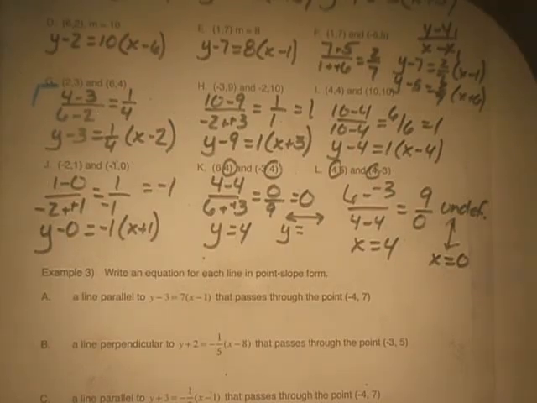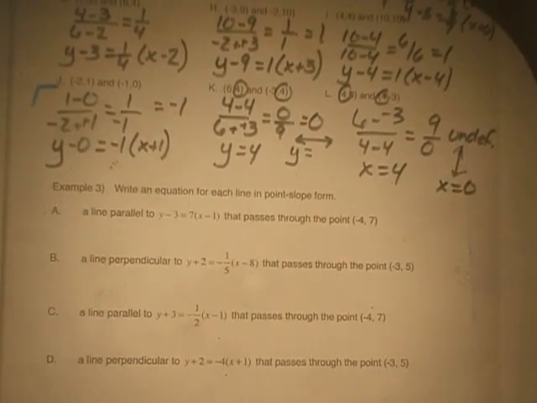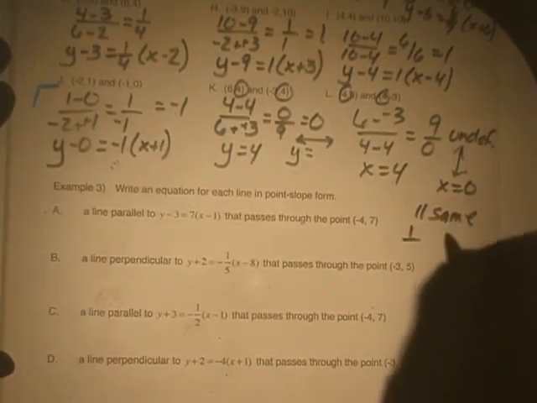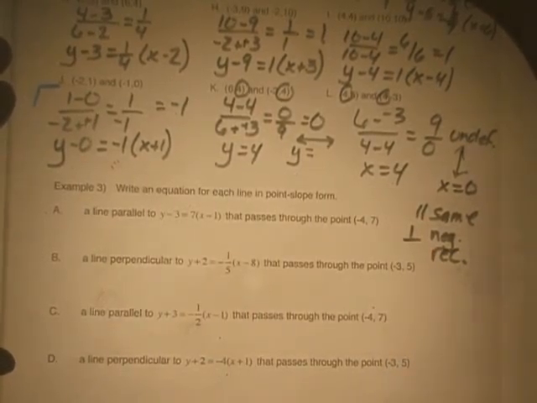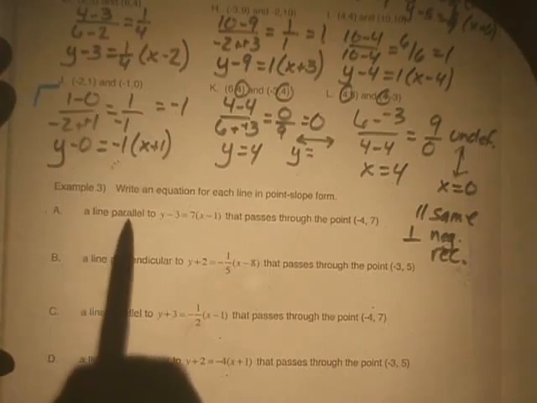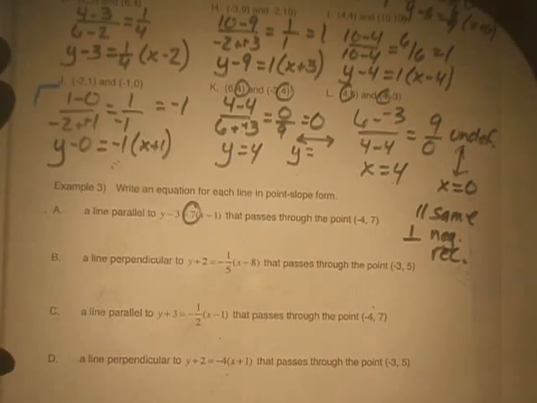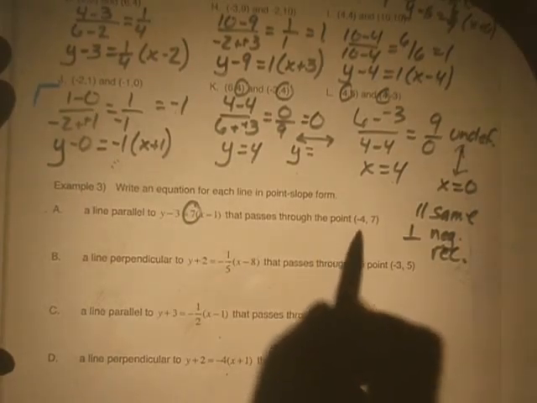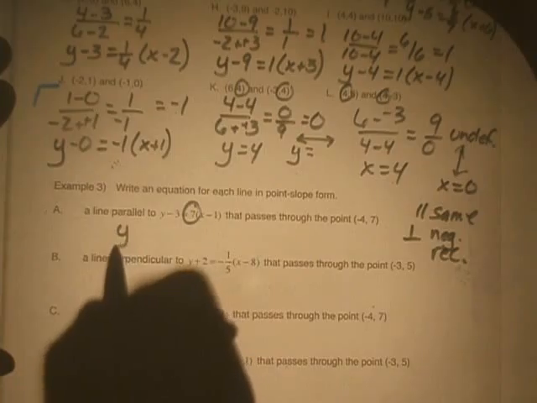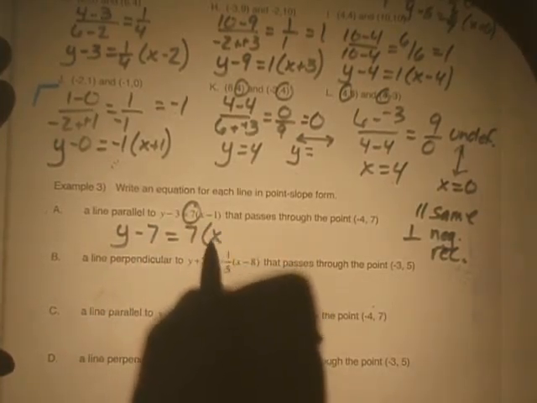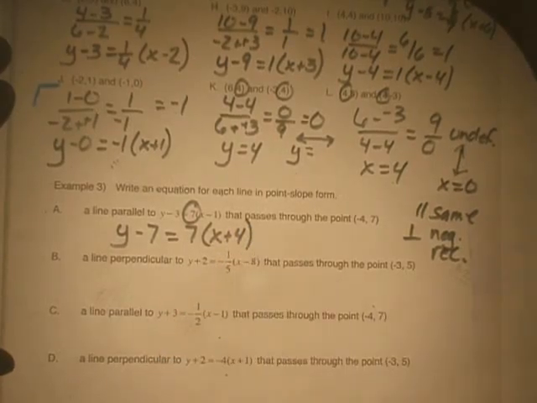The last 4 examples deal with parallel and perpendicular. Parallel lines have the same slope. Perpendicular slopes are negative reciprocals. So we are asked to do a line parallel, which passes through this point. Parallel tells us our slope is 7, and we're going to use this point. So that will be y minus 7 equals 7 times x plus 4.